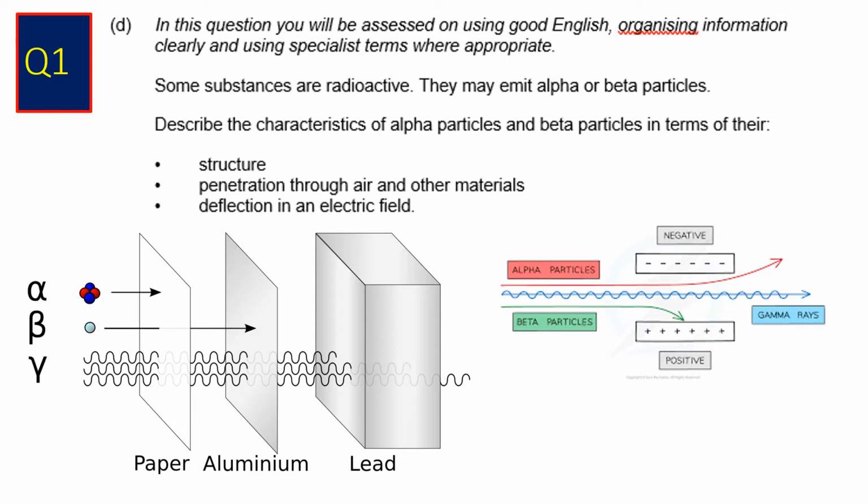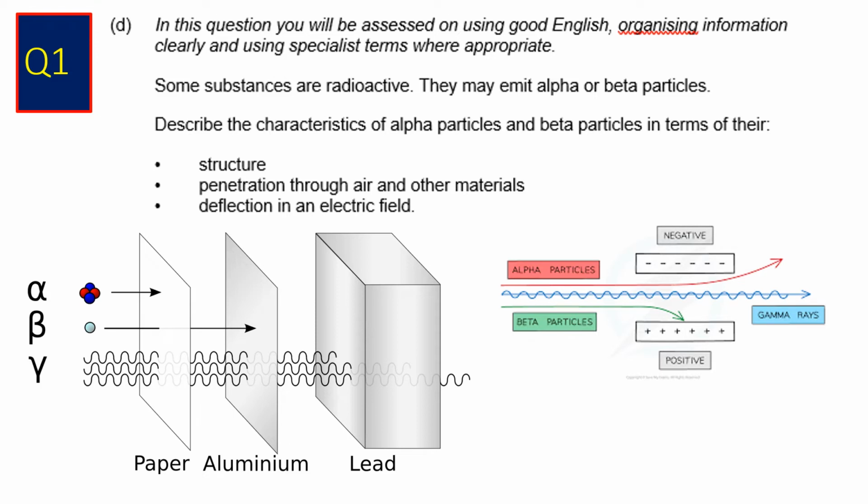So they're not actually interested in gamma in this question, they are just focused on alpha and beta. And if you're in my class, you'll have done a beautiful table which contains details on structure, ability to penetrate through the air and other materials also, so do dig that out to help you. But I've also put some diagrams up on here which should hopefully prompt your memory.